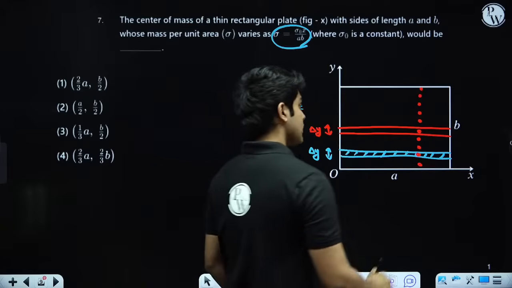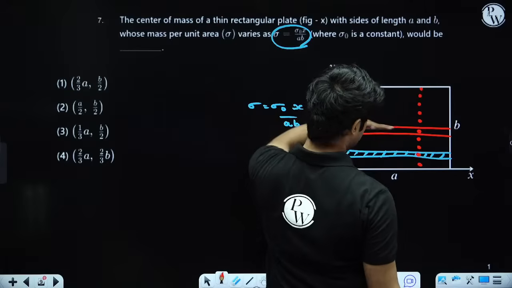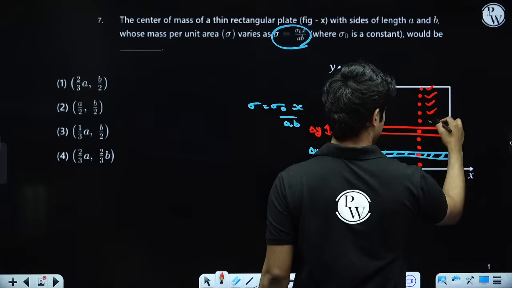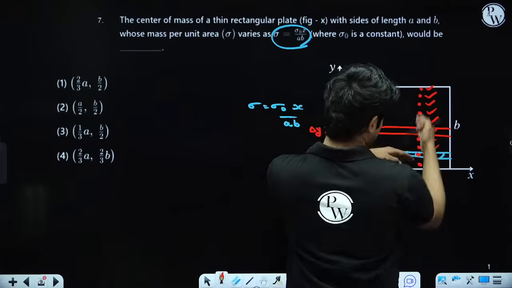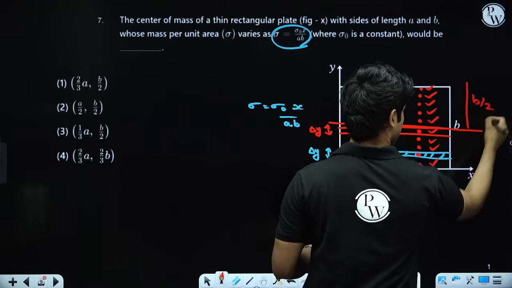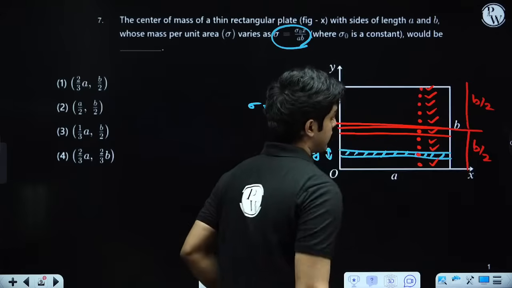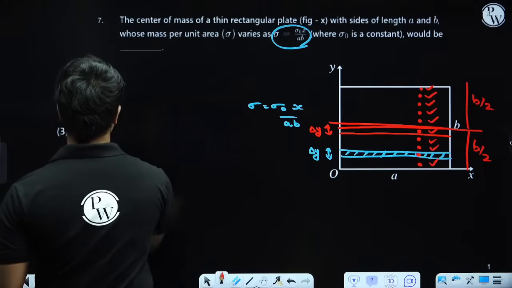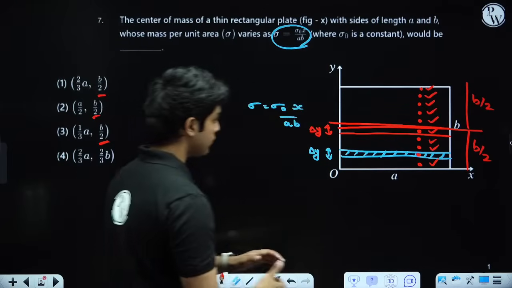So the y coordinate of the center of mass will be exactly at the middle point, because all of these are at the same x coordinate, which means their effective center of mass will be exactly at the middle, which is b/2. Okay, so the y coordinate is pretty easy to understand. It is exactly at the b/2 point. The question is, what is the x coordinate? That is what we have to find.